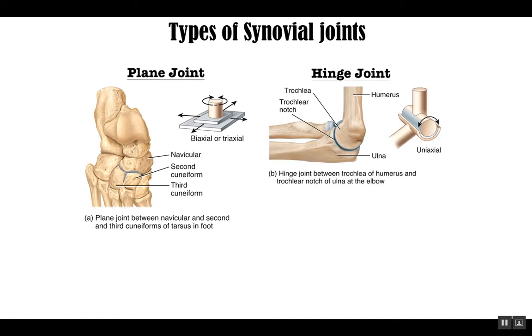Hinge joints. Hinge joints are much like the hinge on a door. And if you think of a door, it'll open and close. But in the body, a hinge joint is going to allow flexion and extension. The two classic hinge joints, which there are others, but the two hinge joints that you typically think of are your elbow joint, specifically between the humerus and the ulna, allows flexion and extension, but also the knee joint, which allows flexion and extension.